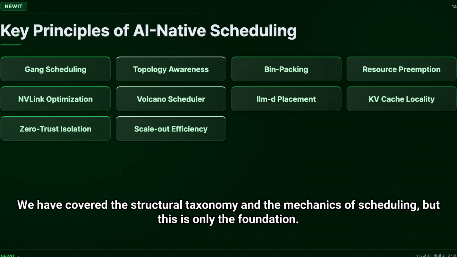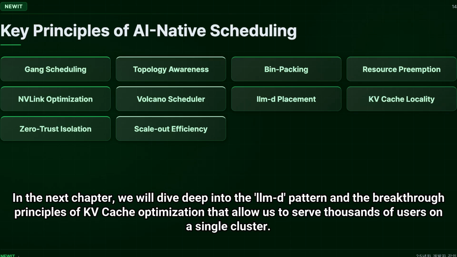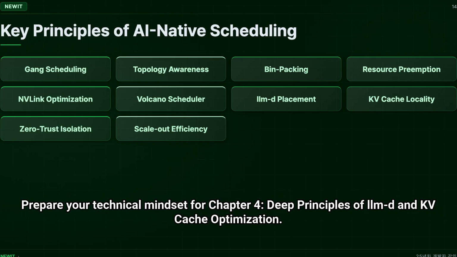We have covered the structural taxonomy and the mechanics of scheduling, but this is only the foundation. The real magic happens inside the inference engine itself, where we optimize the memory of the LLM. In the next chapter, we will dive deep into the llm-d pattern and the breakthrough principles of KV-cache optimization that allow us to serve thousands of users on a single cluster. Prepare your technical mindset for Chapter 4, Deep Principles of llm-d and KV-cache Optimization.